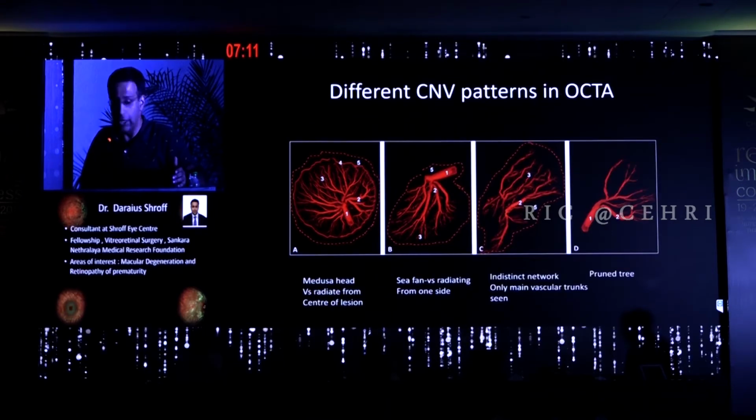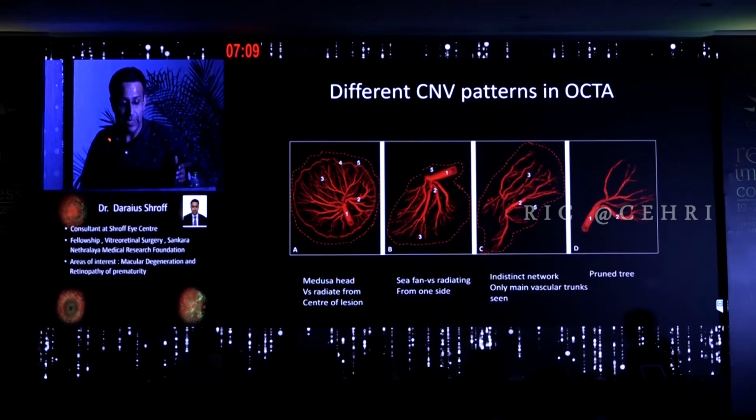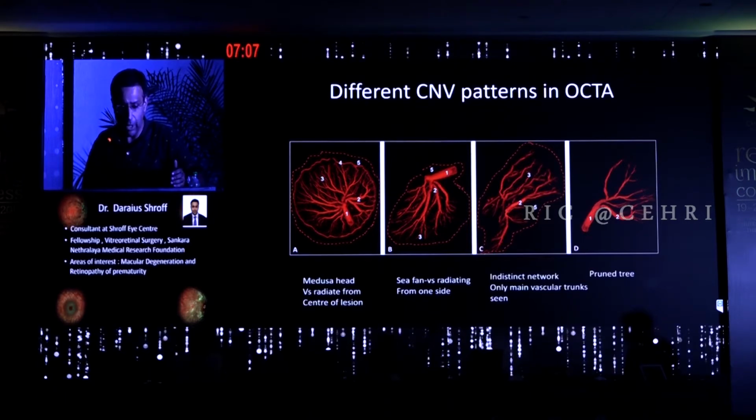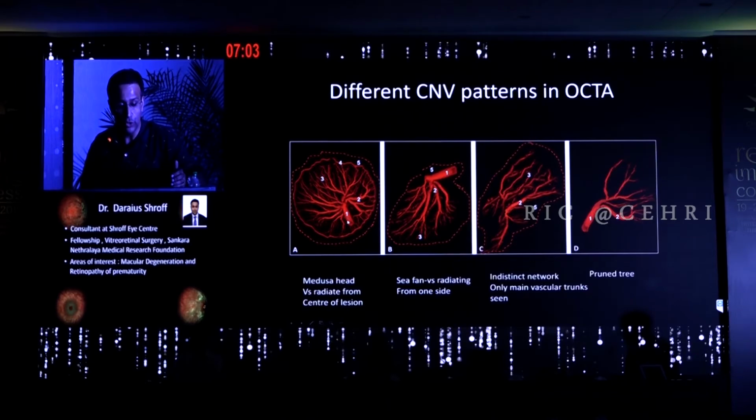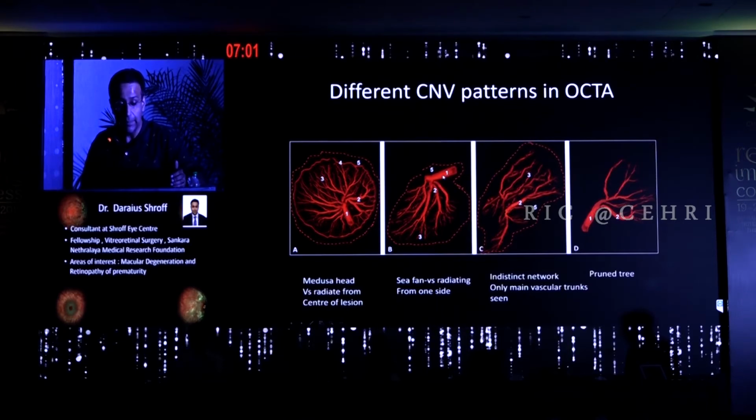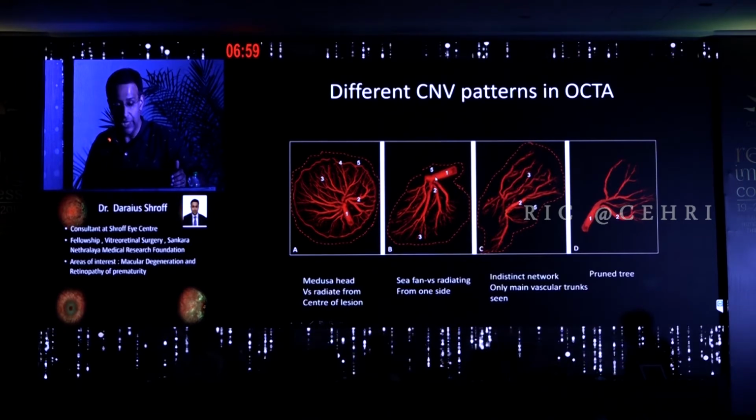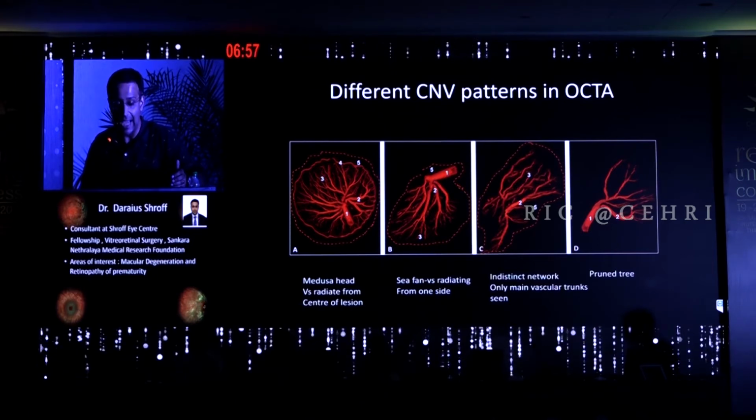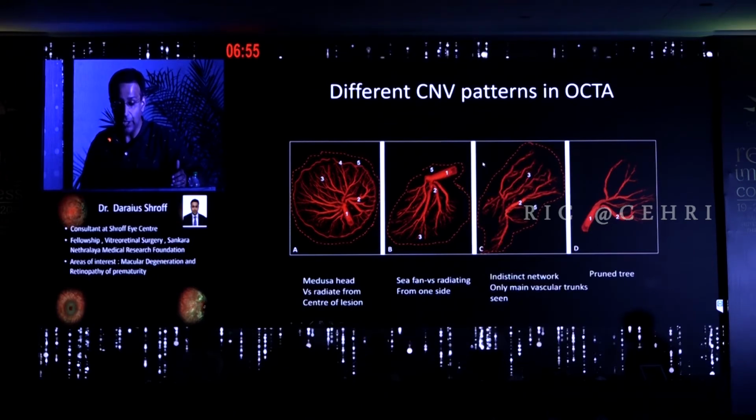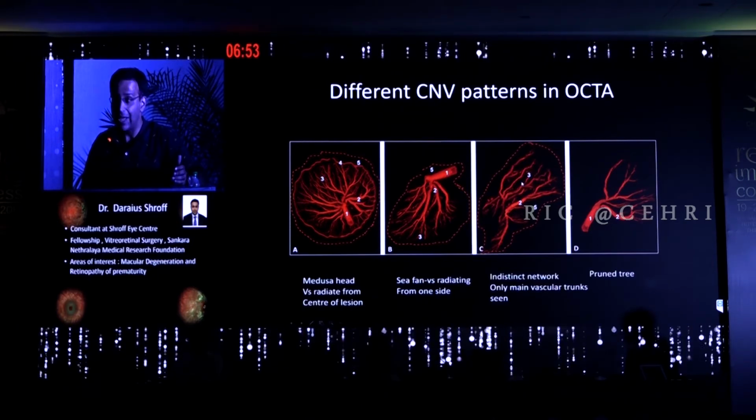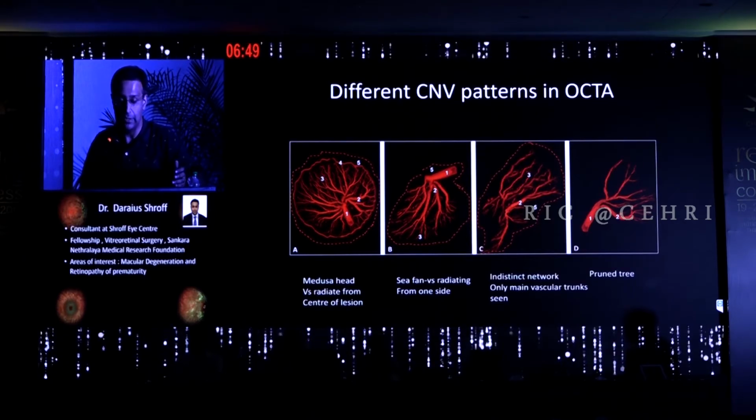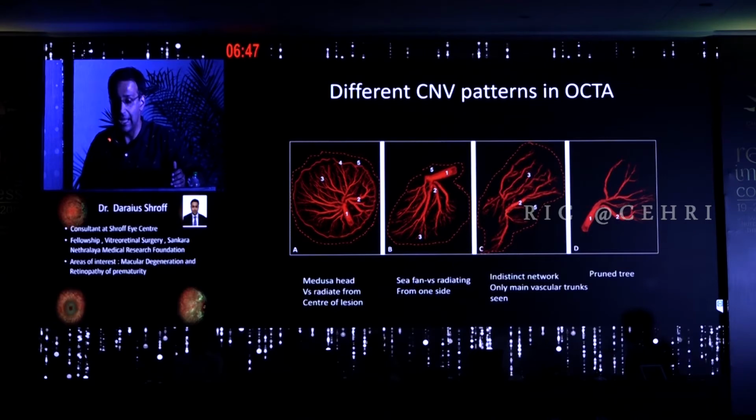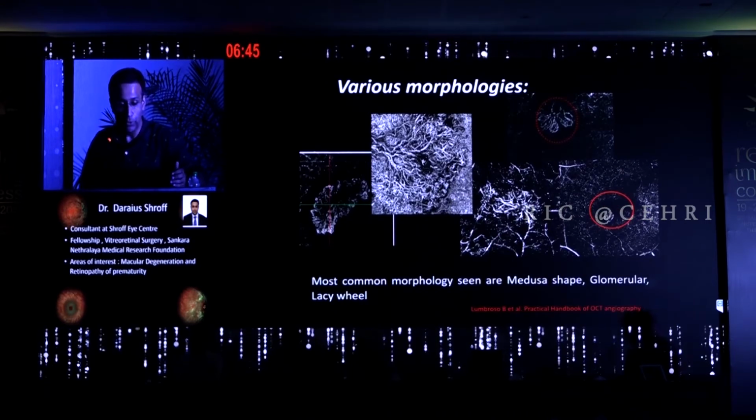So here we start with the beautiful patterns. The first one is the Medusa head. The main thing about this is that you can see the vessels radiate from the center of the lesion to a center stalk. The second being the C-fan, where you can see the vessels radiating up to a particular side. There's an indistinct pattern with vascular trees, and these are the ones which are supposed to be the more mature ones, the pruned tree and the indistinct network. So these are the beautiful morphologies.